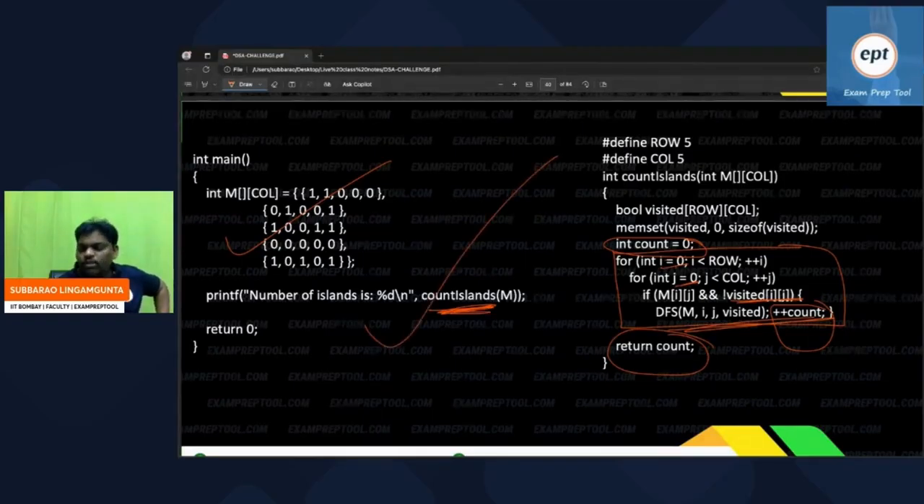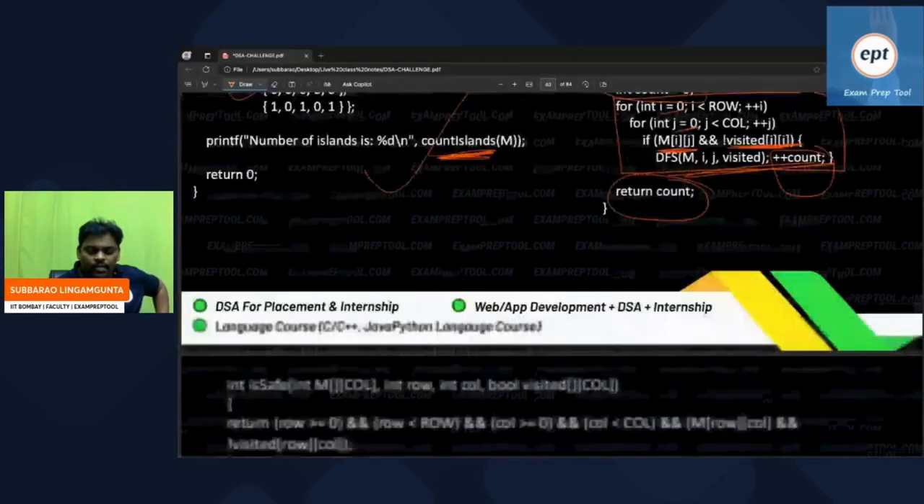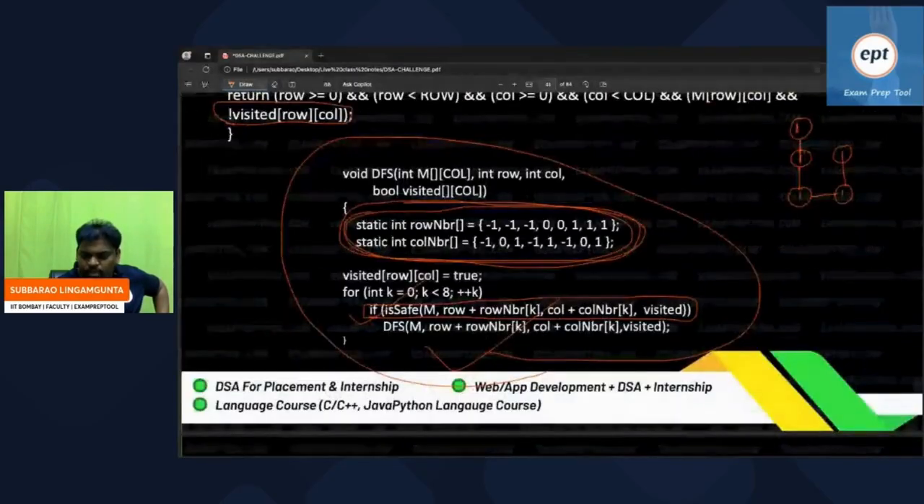Some rules and regulations. First of all, verify. See this one. Whoever you want to try, first of all verify: is he 1? Yes. And is he not visited? Yes. Whoever you want to go further with, you count as an island. First of all, is he 1 or not? Yes. And is he not visited? Yes. Then call DFS.